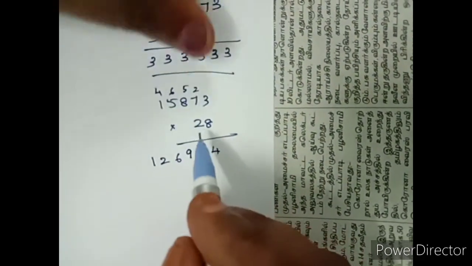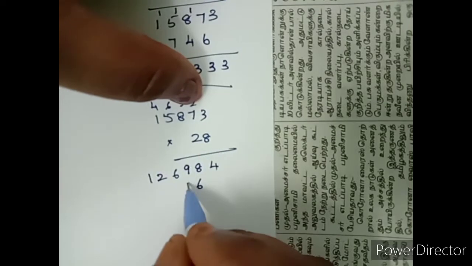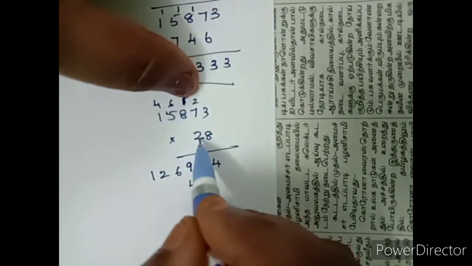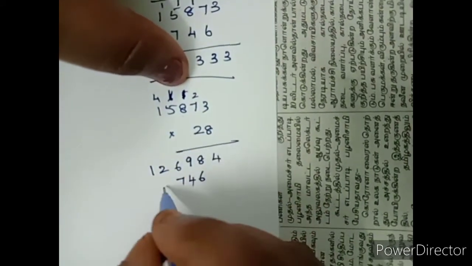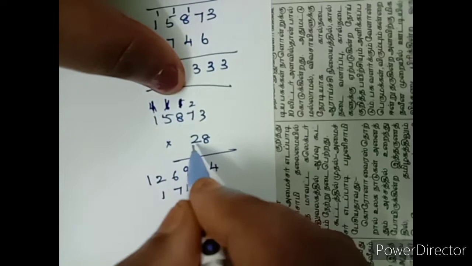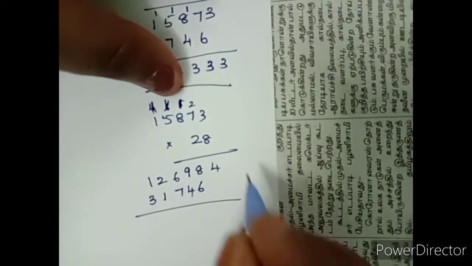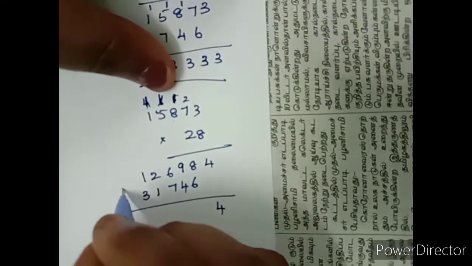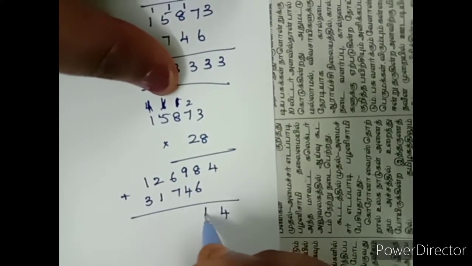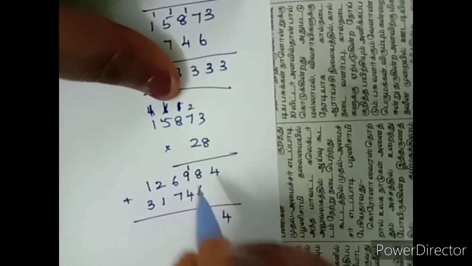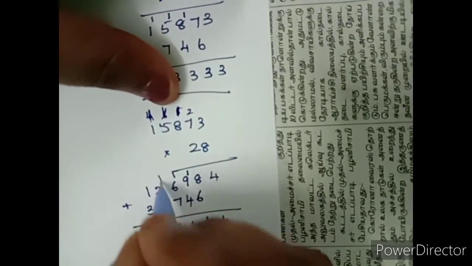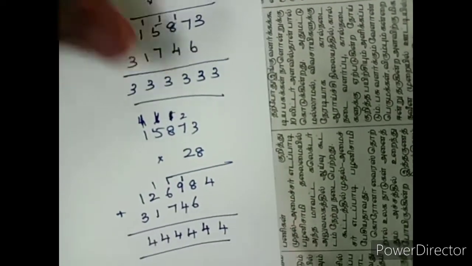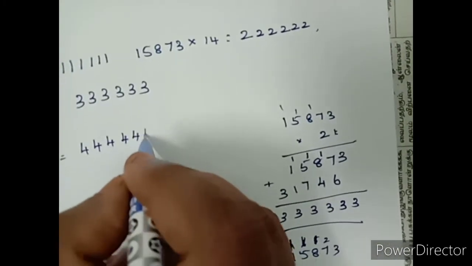Then multiplied by 2. 2 3s are 6. 2 7s are 14. 2 8s are 16. 16 plus 1 is 17. Again 2 5s are 10. 10 plus 1 is 11. 2 1s are 2. 2 plus 1 is 3. So 4, 4, 4, 4, 4, 4.